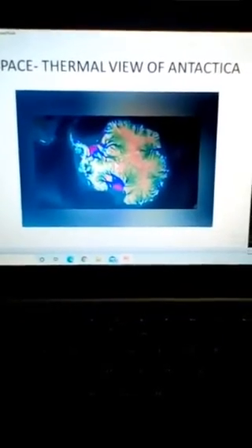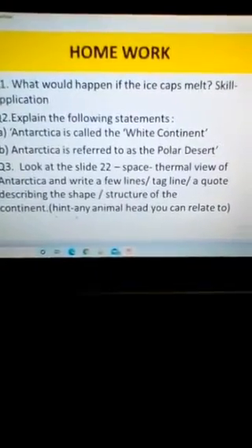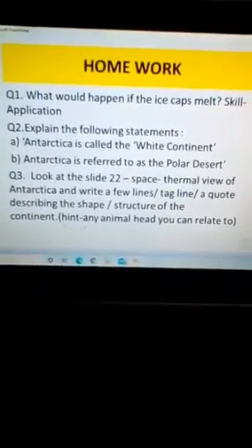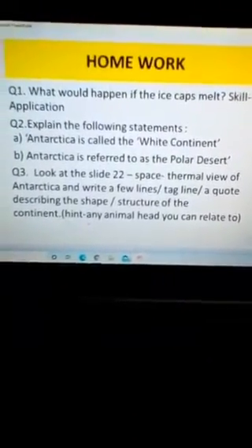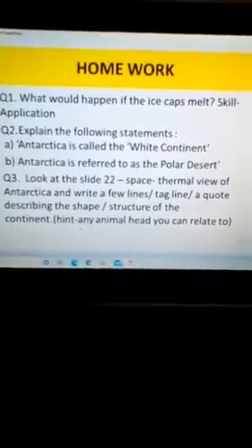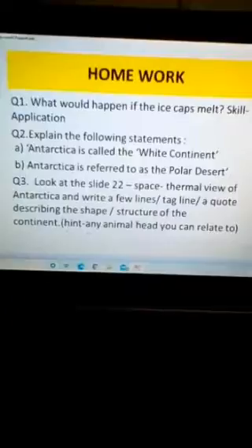Here I found a very beautiful picture of the thermal view of the continent Antarctica. It's really thought-provoking, so I have given this slide as one of your homework. That is your question number 3, that you can write a few lines, a tagline, a simple quotation, or you can just give it any description. And there's a hint also given to you that it resembles an animal head. Otherwise, whatever you perceive in this, you can write in your homework along with the other questions.